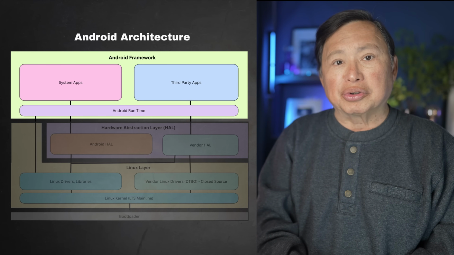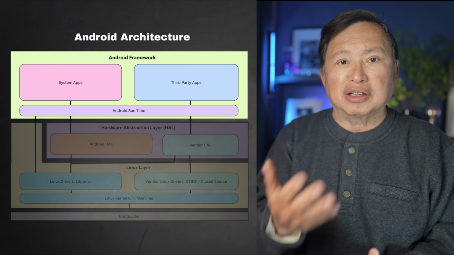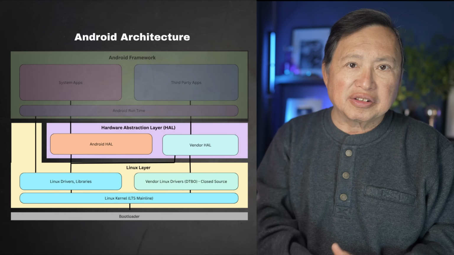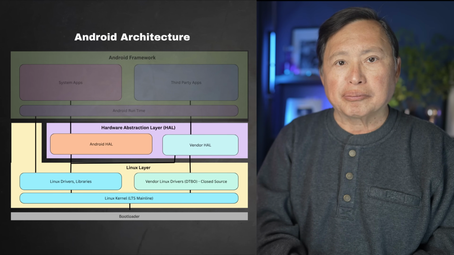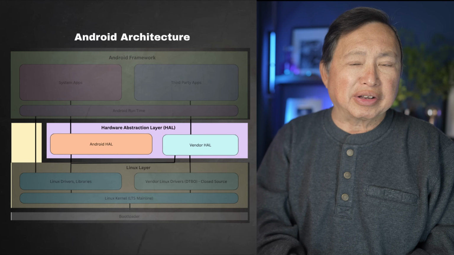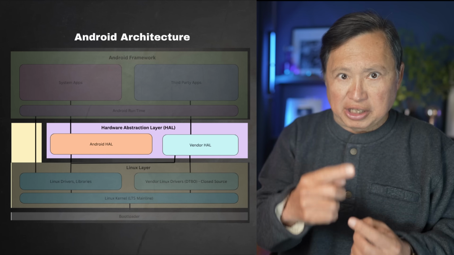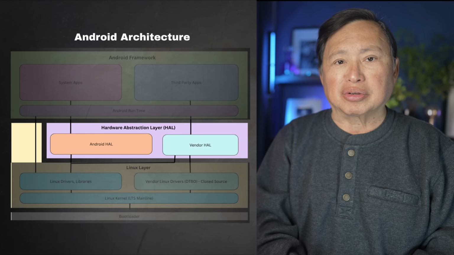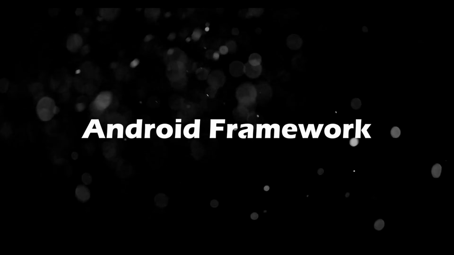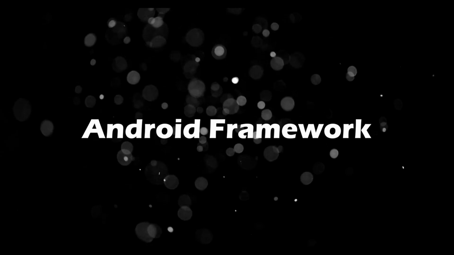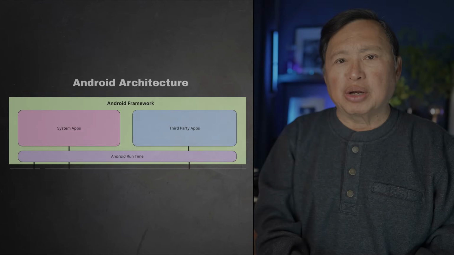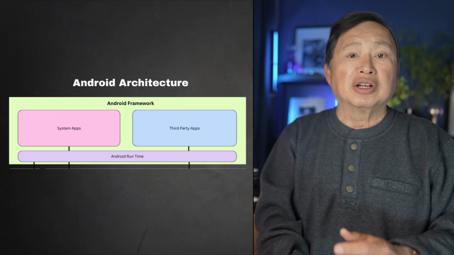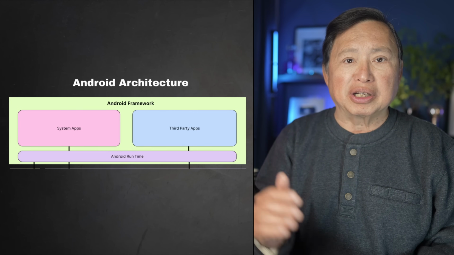In this chart, you will see that the Android code is in the layer called Android Framework in green, and Linux is the section colored in yellow. And there's an intermediate translation layer in purple, which connects communications between Android and Linux, called the hardware abstraction layer. Now let's just focus on the Android Framework section, which is grouped into system apps and third-party apps.